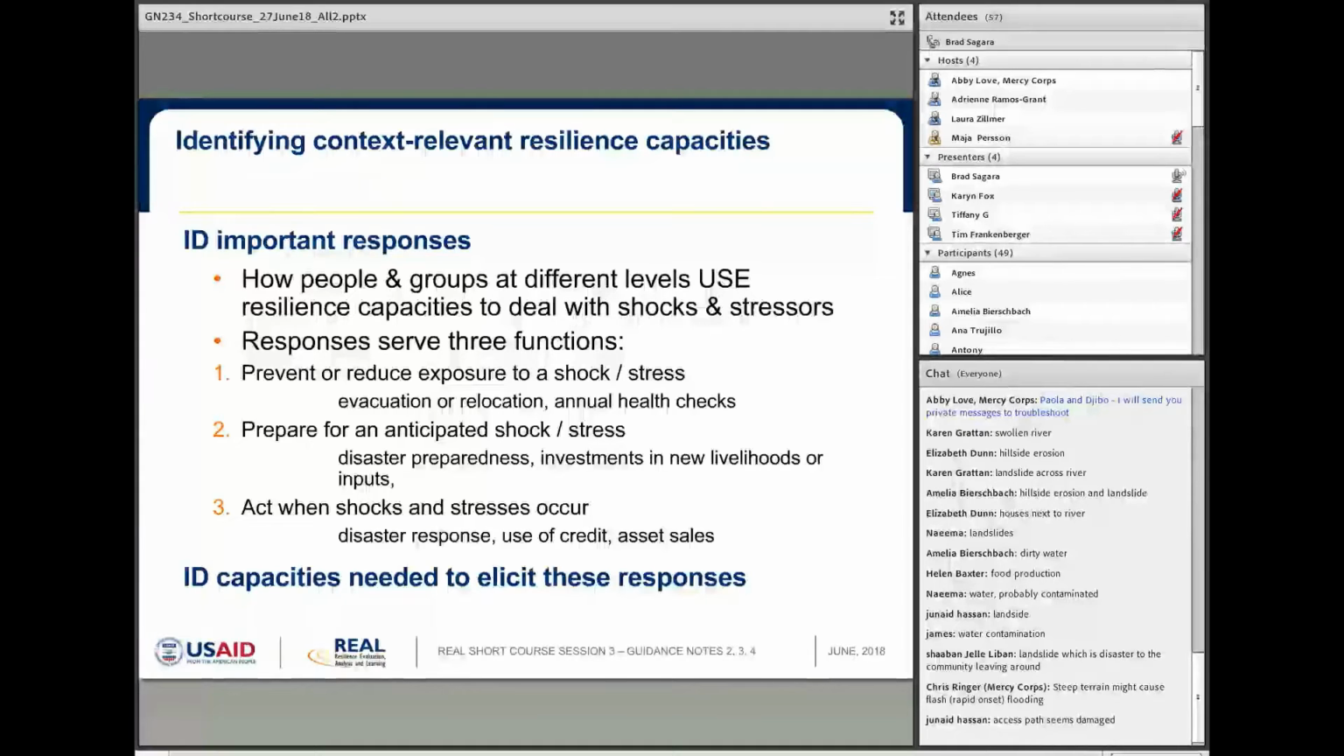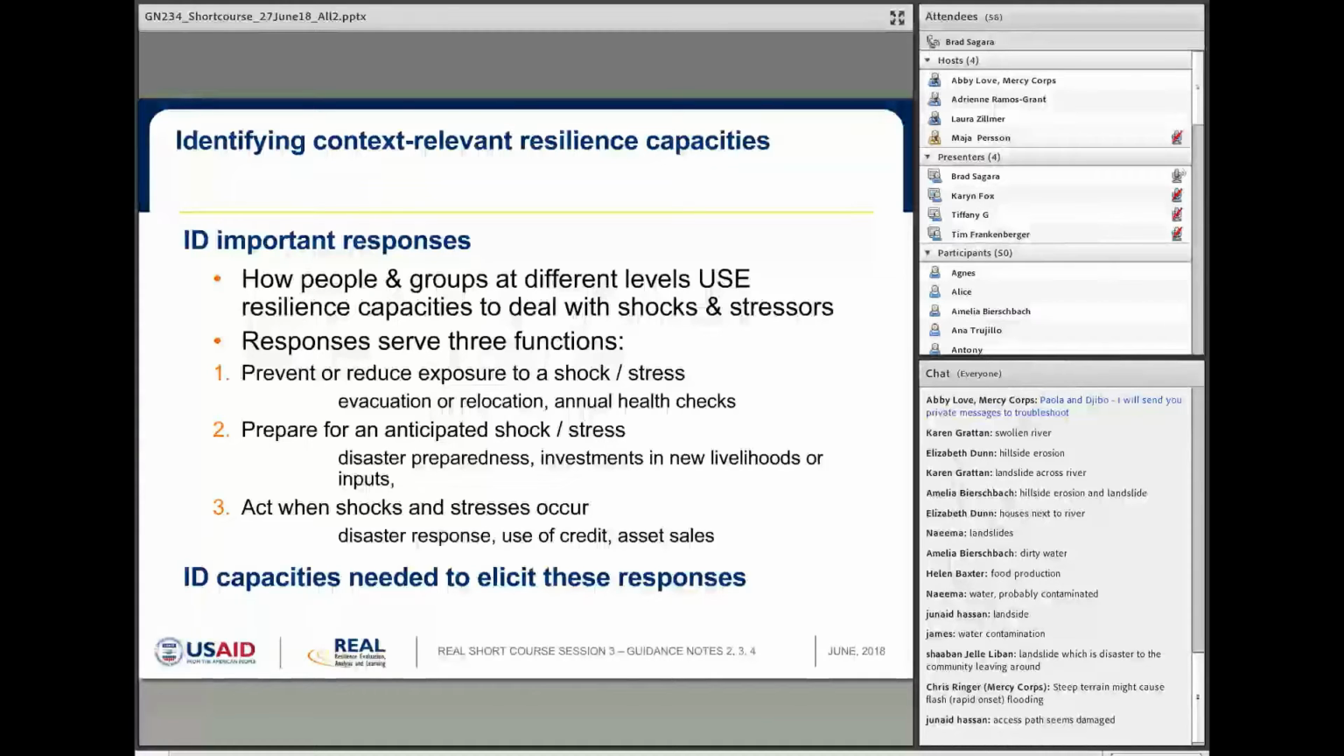This is investing in new livelihoods or inputs or disaster preparedness activities. And then actions when a shock or a stress occurs. So how, coping strategies they're using, use of credit, asset sales. When you think about how households are responding, then you can start to think, okay, if I want to see this particular response, what are the kinds of things that households and people need to elicit that response in the context of a shock or a stress?